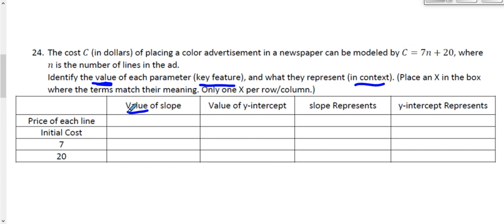But values are things like 7 and 20. So in this equation, I have my equation written in mx plus b form, the slope plus the b value, which is the y-intercept. So the value of the slope is given to me by the m value out in front, 7. That's the value of the slope. Whereas the number 20, that's the b value, that's the y-intercept.